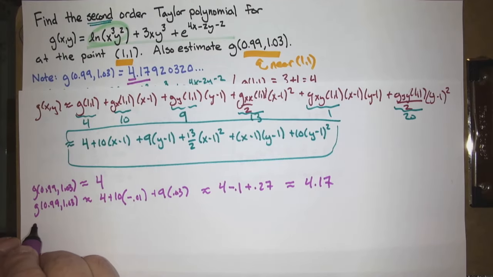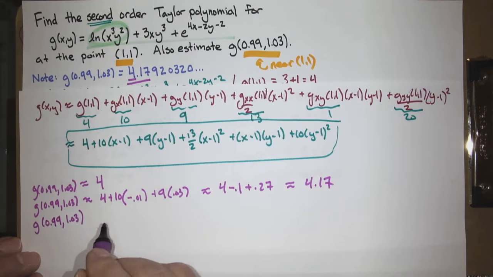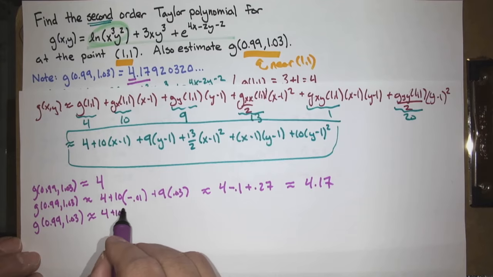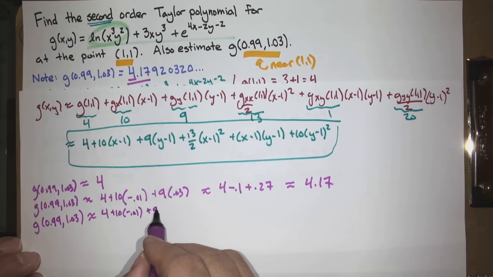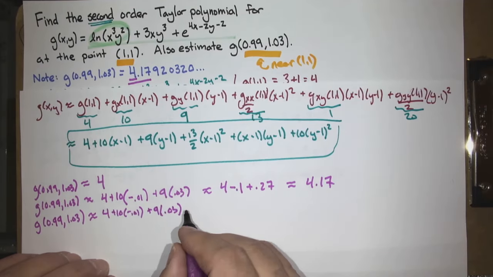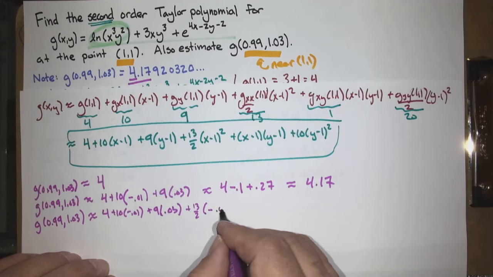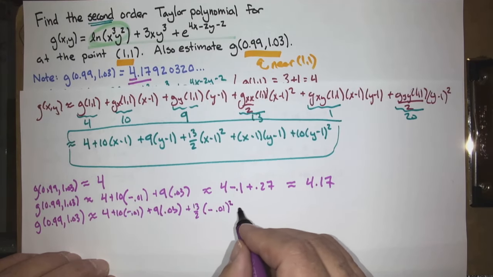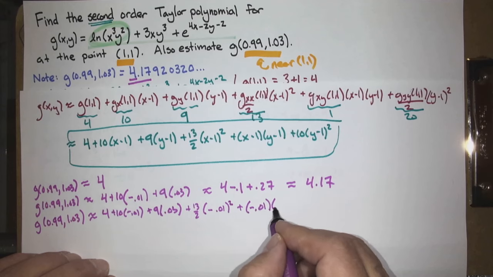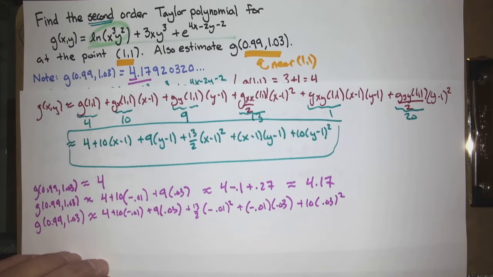But if you went all the way, as with what we have here, we still have the first pieces. So the 4 plus 10 times minus 0.01 plus 9 times 0.03. And then we go to the next term, plus 13 halves times minus 0.01 squared plus minus 0.01 times 0.03 plus 10 times 0.03 squared. And if we were really patient, we could work that out.